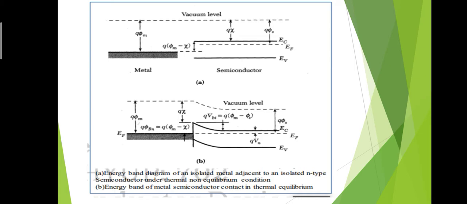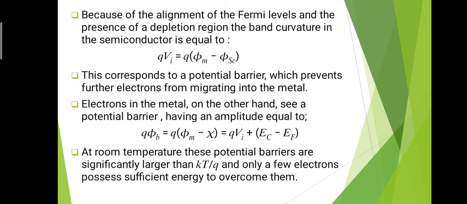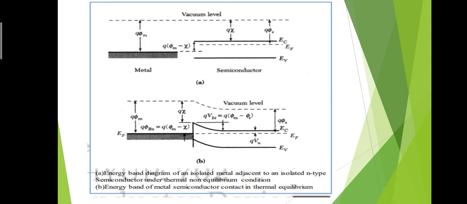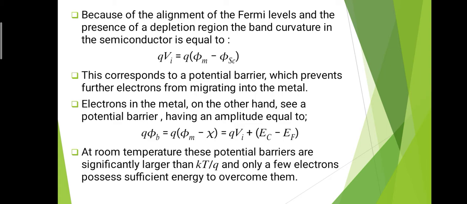And for the q chi, which is nothing but the electron affinity, in a semiconductor we can write Ec minus Ef, that is, when we subtract the Fermi energy level from the conduction band energy level, then we get the q chi. So we can write this equation like this.